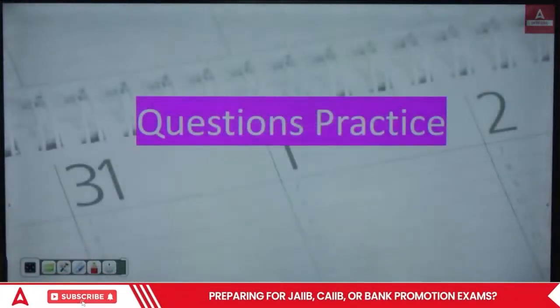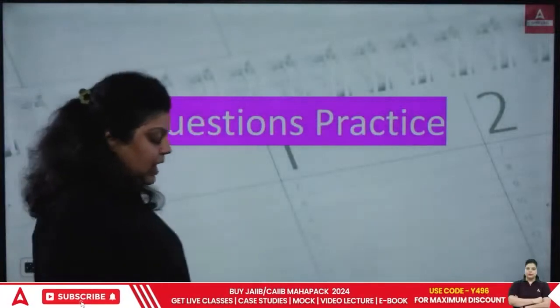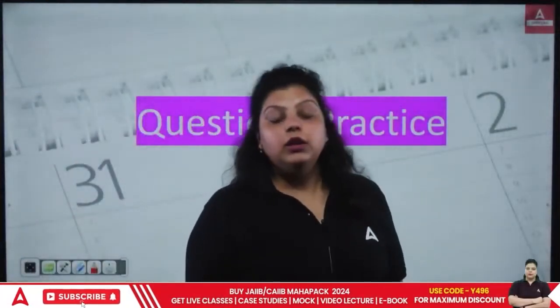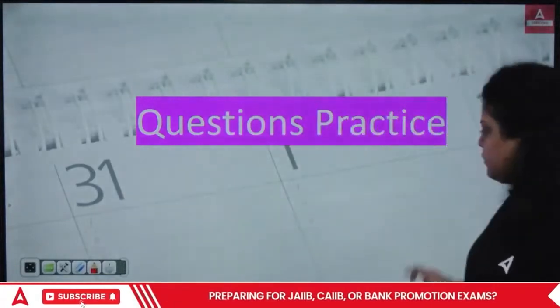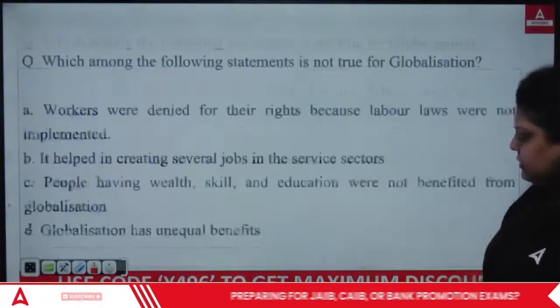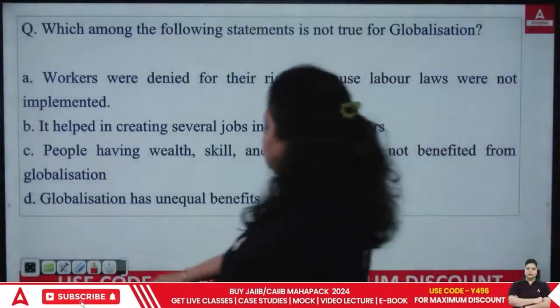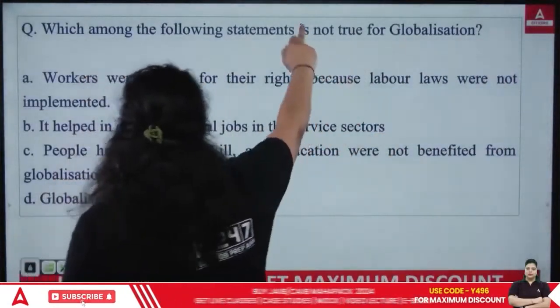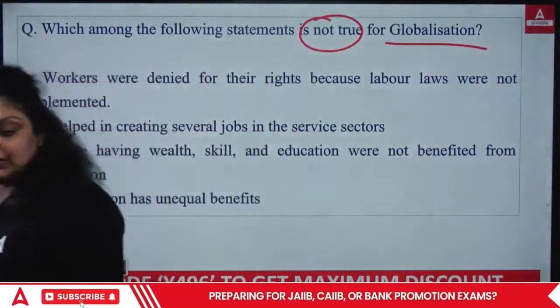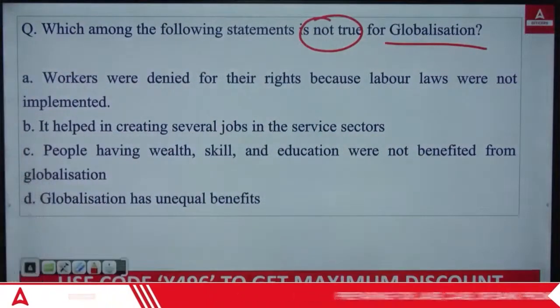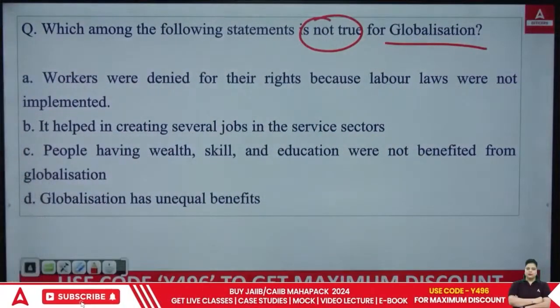Now, this was the basic understanding of globalization, but after understanding this, what kind of questions can be seen? This is a kind of theoretical topic now. So what kind of question can be seen? Let's have a practice about that. The first question asks which of the following statements is true for globalization. You have to answer which statement is true about globalization.